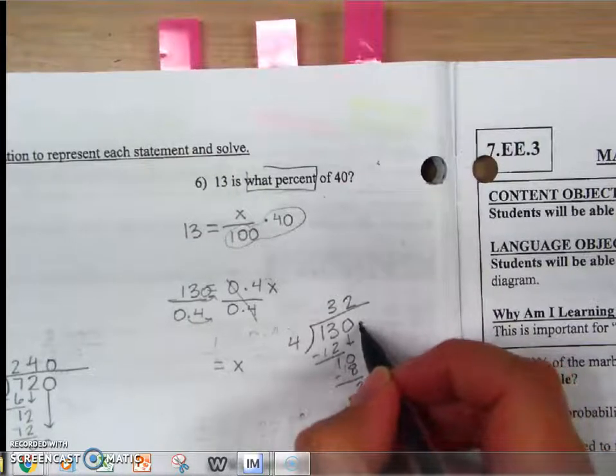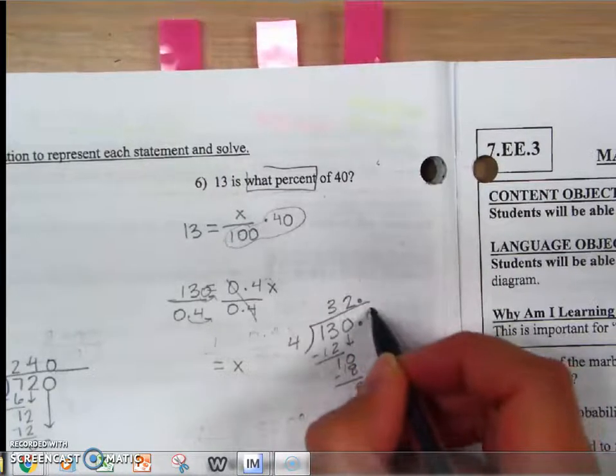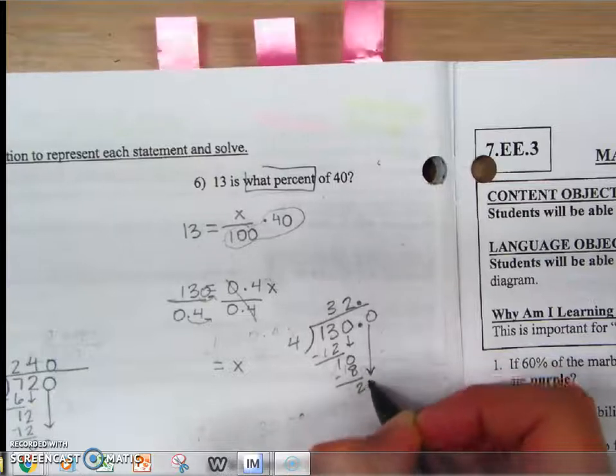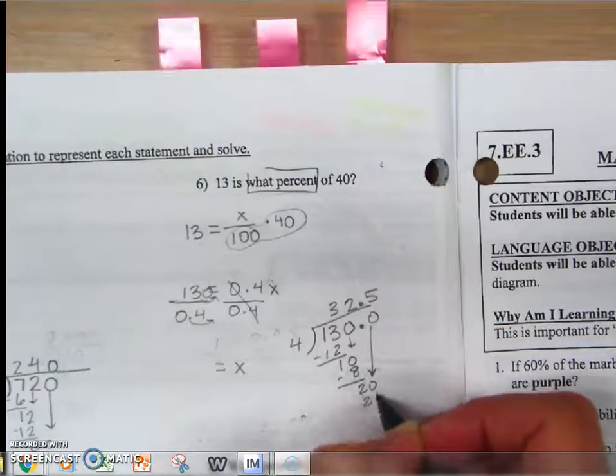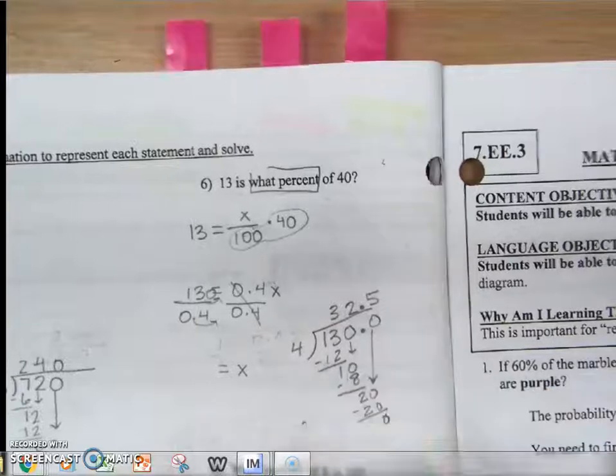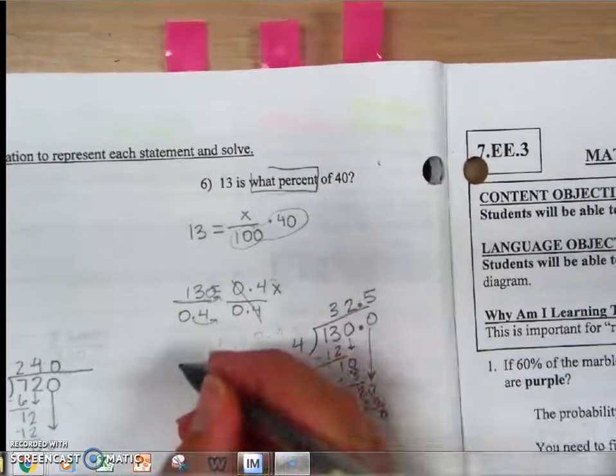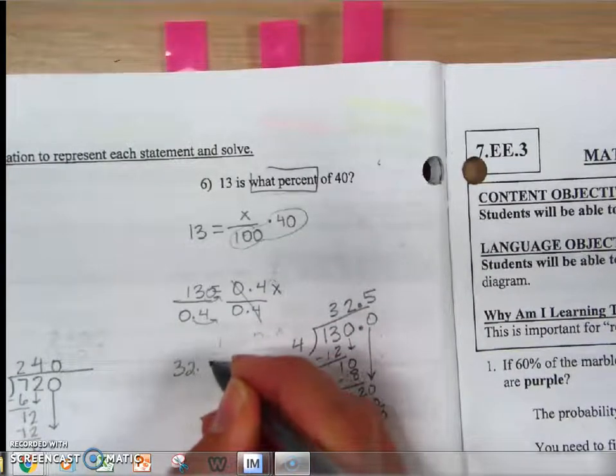So remember, decimal, bring it up, 0, bring it down. Now 4 into 20 would go 5 times exactly, and now I have nothing left over. So that means my answer right here is 32.5.